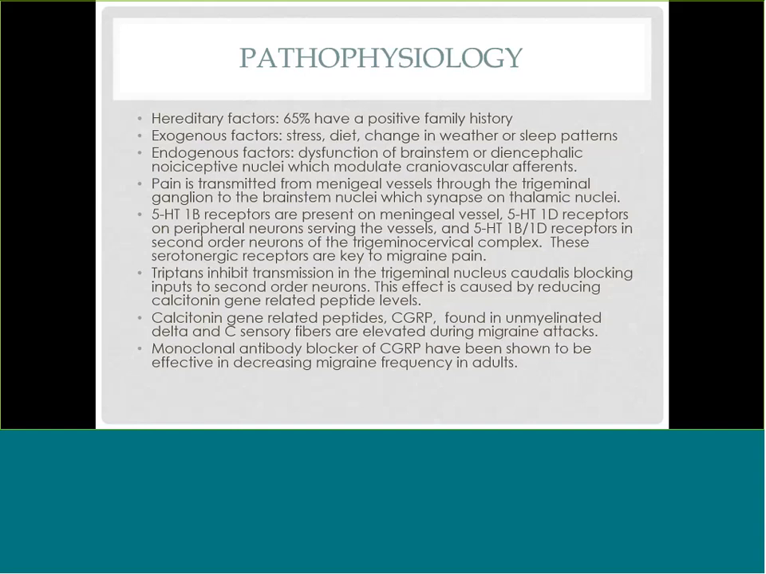Calcitonin gene-related peptide, CGRP, is found in unmyelinated delta and C sensory fibers that serve pain. They're found throughout the body, but they seem to be critical in migraine. We now know that if you infuse CGRP in migraine-prone patients, you can elicit a migraine attack. And if you block CGRP with new medications called monoclonal antibodies, you can decrease migraine frequency in adults.